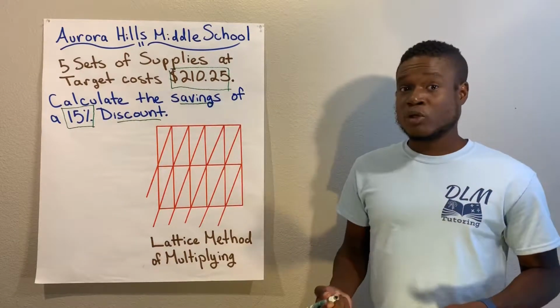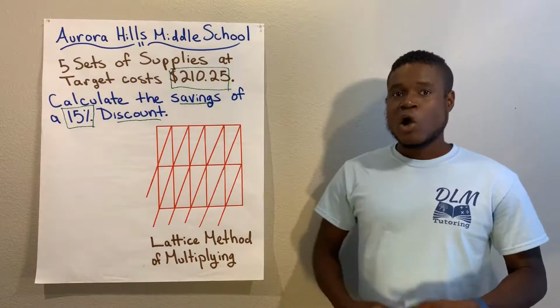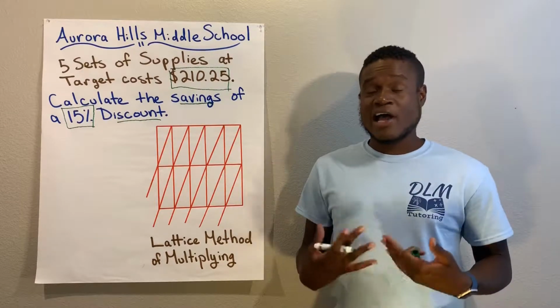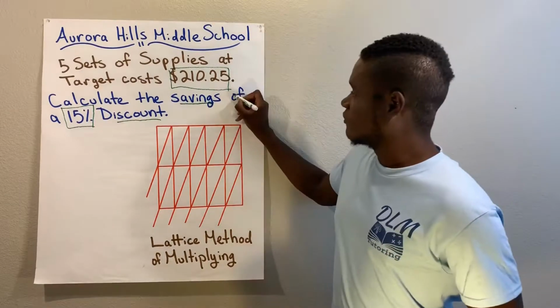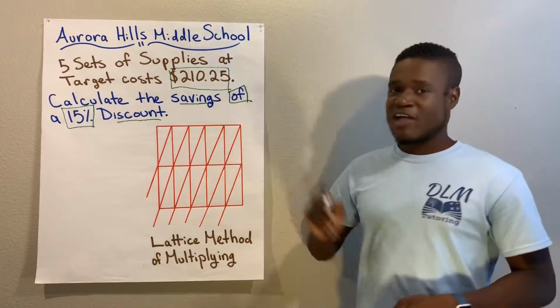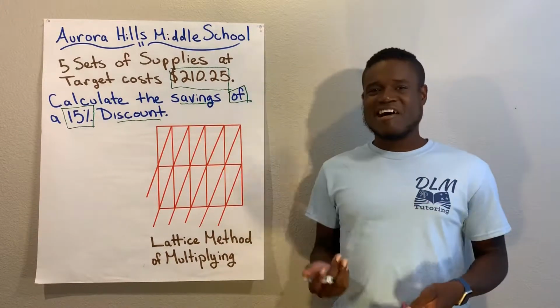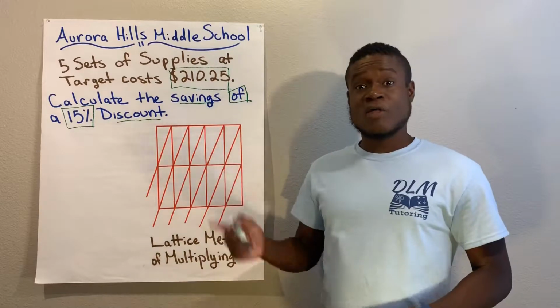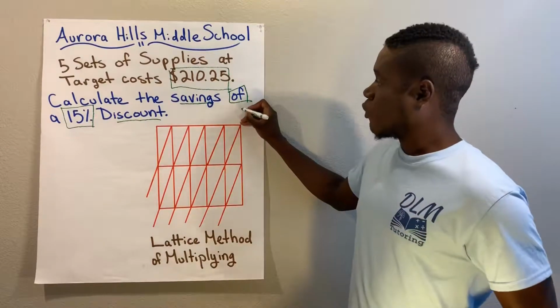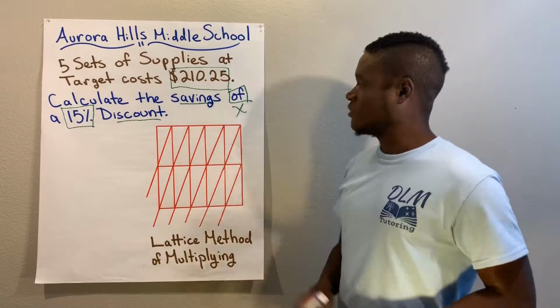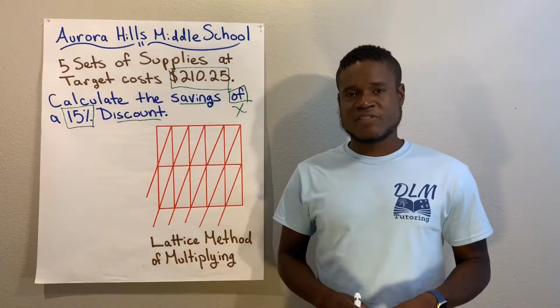So now I'm going to multiply these numbers. I know to multiply these numbers because I look here at the word of. Of lets me know that I'm going to be multiplying. So I'm going to actually put a multiplication symbol right here to remind myself of that.